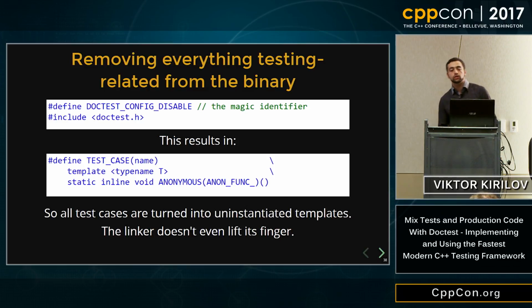In that case, you can use the disable identifier globally. Then all test cases are turned into uninstantiated templates. So even in debug builds, the test cases are never instantiated and they're not present in the final binary. And that speeds up the linking time a bit.